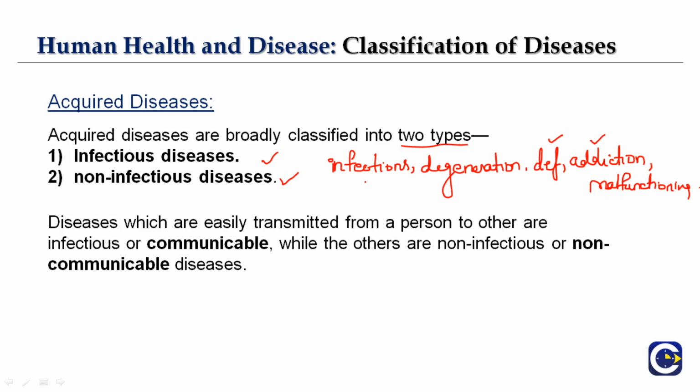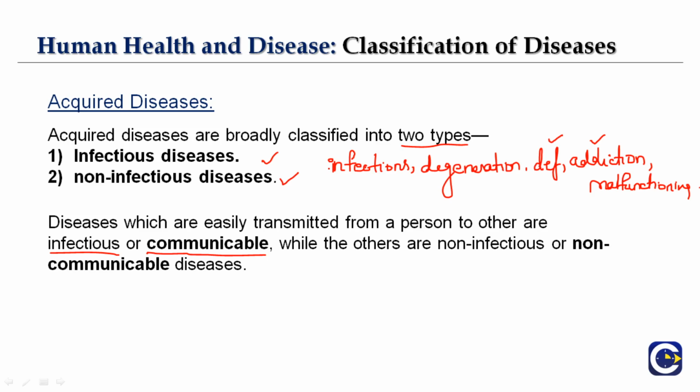So acquired diseases are broadly classified into two types. One is infectious disease and the other is non-infectious diseases. Diseases which are easily transmitted from one person to the other, you call it as infectious, or the other name for it is communicable diseases. While the others I told, right, I gave you examples: deficiency, addiction, malfunctioning of an organ, they don't get transferred or transmitted from one person to another.